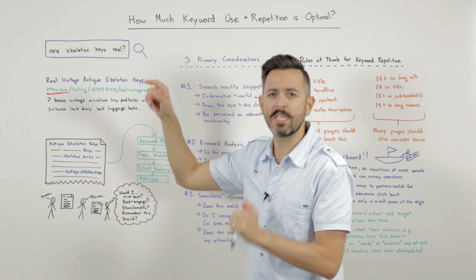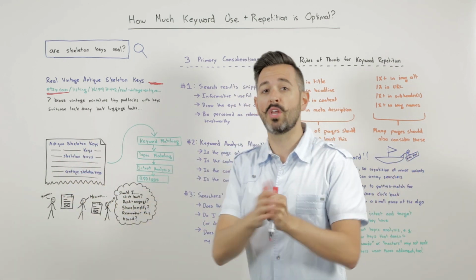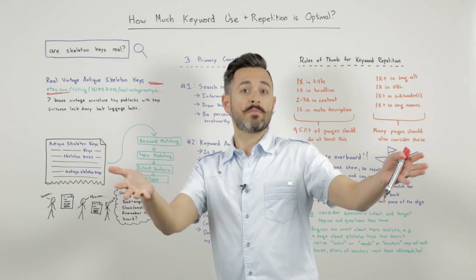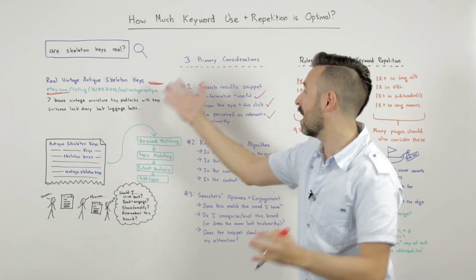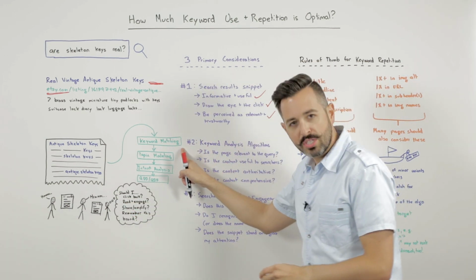Make the title of the piece, "Are Skeleton Keys Real? We dig into history to find out." That's a compelling title. I would click on that if that were my search query. So there are some keyword matching elements.